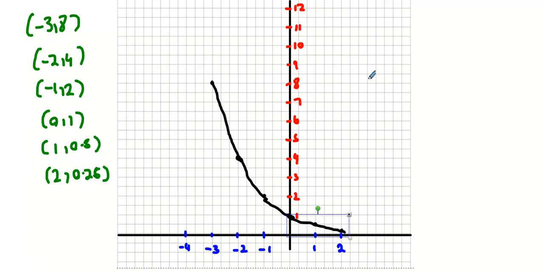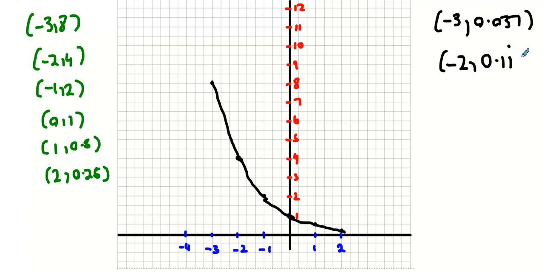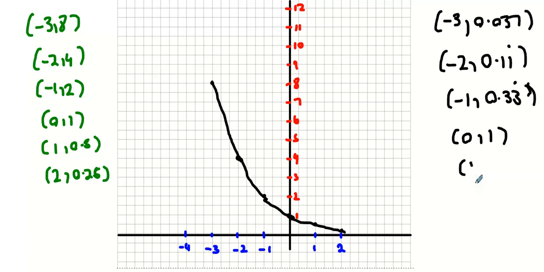Okay, so let's start off with the first question. So the first one is going to be minus 3, 0.037, minus 2, 0.111 reoccurring, so put the dot above it, minus 1, 0.333 reoccurring, put the dot above it, and then we've got 0 and 1, 1 and 3, and 2 and 9. Okay, so we're going to draw this out using the purple one here.